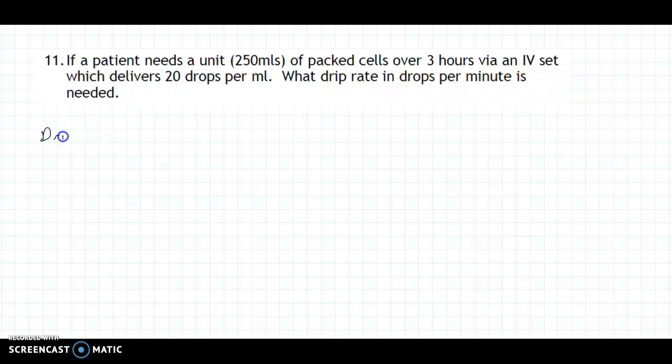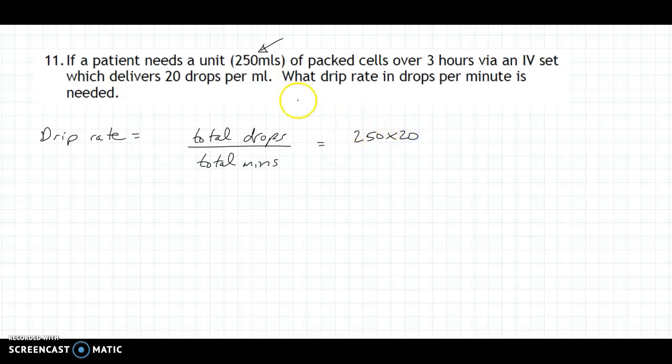Alright, so the old drip rate formula: drip rate equals total drops over total time in minutes, total mins, right? So our total drops, we have 250 mils to deliver, and it's 20 drops for each mil. So that's going to be 250 multiplied by 20. That's the total number of drops, because there's 20 drops for each of the 250 mils.